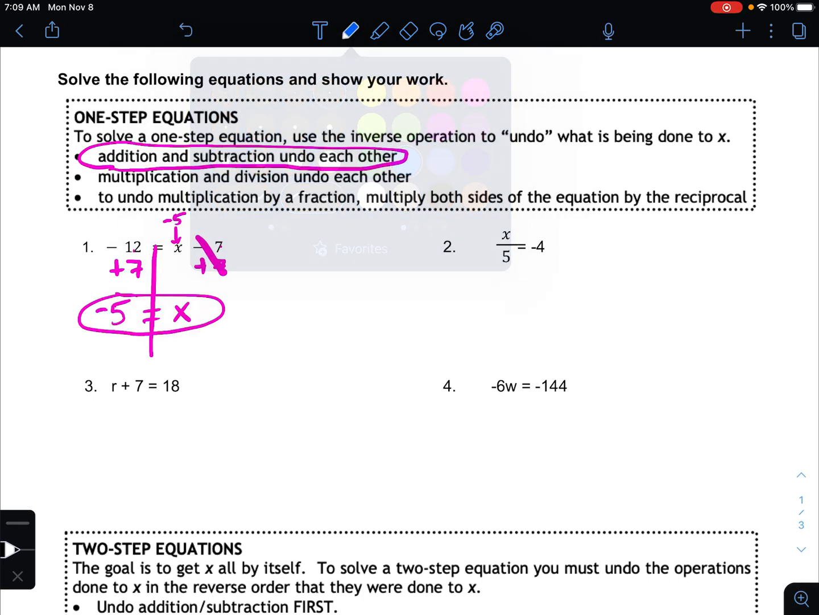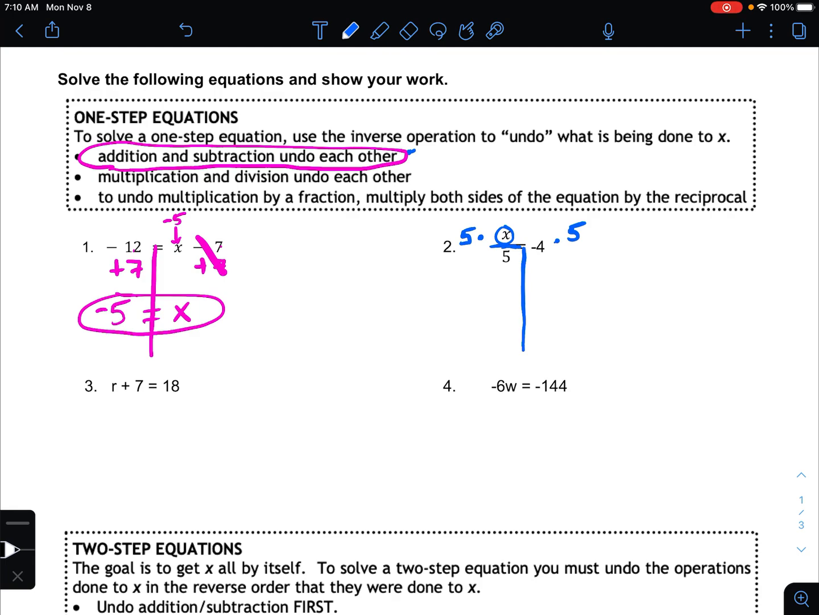All right. Equation number 2. Again, I'm going to draw a line at the equal sign here. I want to get x by itself. I want to undo the operations that are with the x on the same side of the equation. In this case, I don't have any addition or subtraction in that step. What I have is a fraction bar, which is really a division symbol. So it's x divided by 5 equals negative 4. So to undo division, the opposite of dividing is to multiply. So we will multiply both sides by 5.